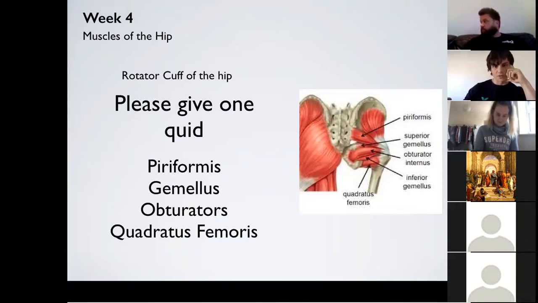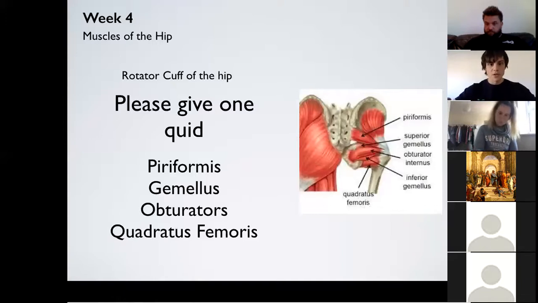Now, I know I said there's 3 to 1, but if you think about the range and the stability required in the hip itself, we have extra muscles which help just because of the complexity of the structure. But please give £1. What does that mean? Piriformis, gemellus, obturatus, quadratus femoris. So please give £1. Remember that. You've got those.